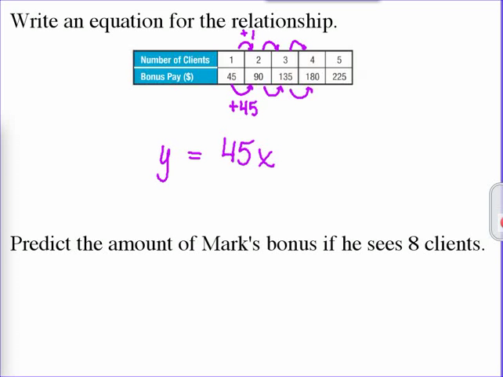That's okay. Just we'll go ahead and enter it in. Did everybody enter in an amount? Okay, so 8 clients. How much will Mark make?